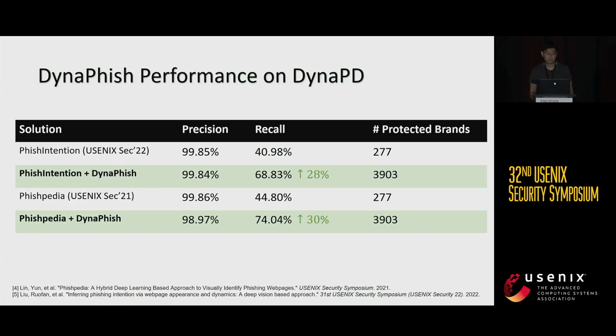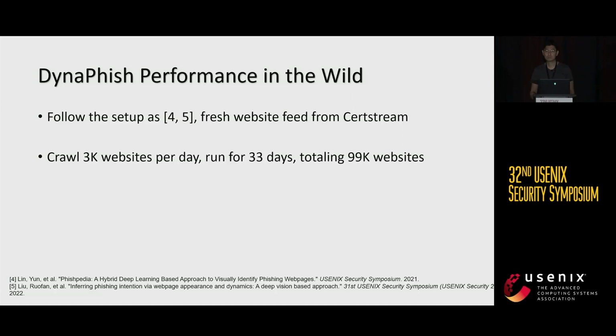And this is the result. We can see that existing approaches like Phishpedia and PhishIntention keep a very high precision on the dataset. However, their recall is not that optimistic. When equipped with our DynaPhish framework, we can improve PhishIntention's recall by 28% and increase the recall of Phishpedia by 30%. In addition, we find that the size of the reference list is augmented by more than 10 times.